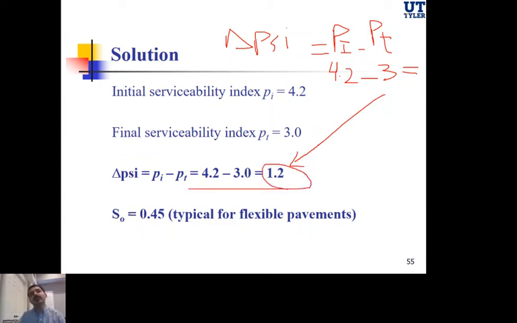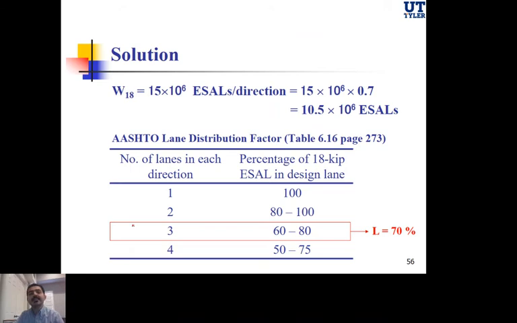Next is the S0, which is the standard deviation. Again, this is one of the default values unless it's given to you, and the typical value for flexible pavement is 0.45. Next is the ESALs.